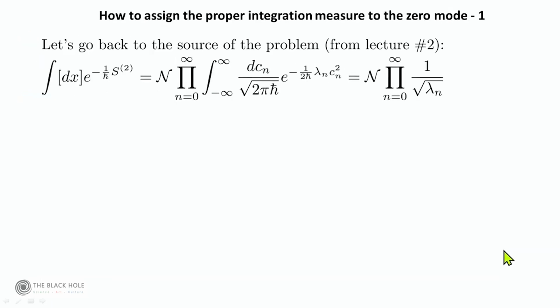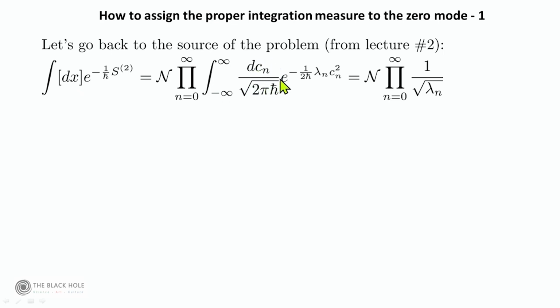So now we have to start worrying about why we got that 0 and how to fix that problem. Let's go back to the source. So we are looking at fluctuations. In other words, we are integrating over all possible trajectories x. And since xc has been fixed, that means we're integrating over the xi's. But integrating over the xi's means that we're actually integrating over all the cn's.